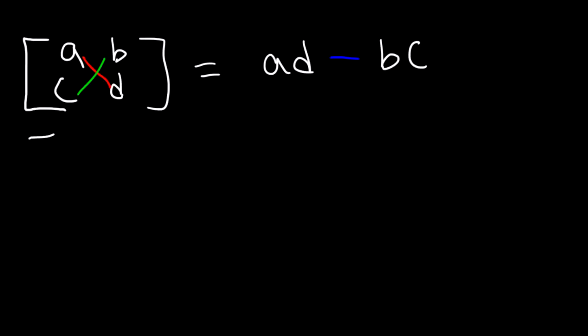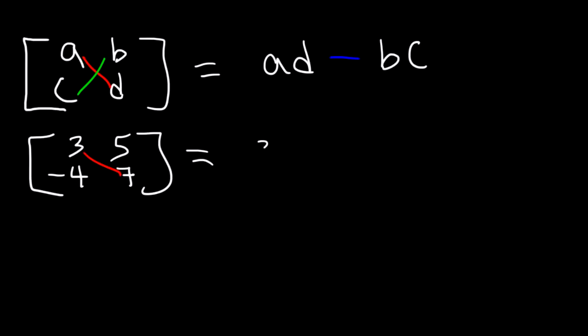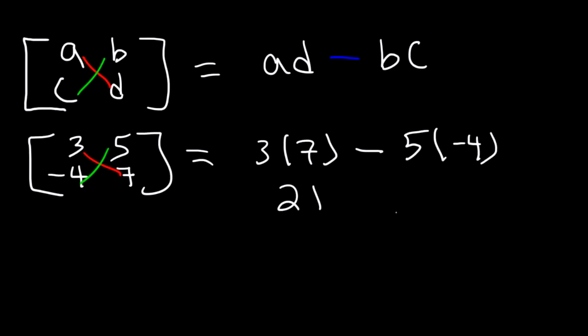So let's work on some examples. Let's say this is 3, 5, negative 4, 7. So it's going to be 3 times 7 minus 5 times negative 4. 3 times 7 is 21. Negative 5 times negative 4 is positive 20. And when you add them, this will give you 41.